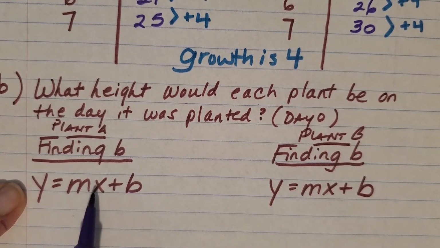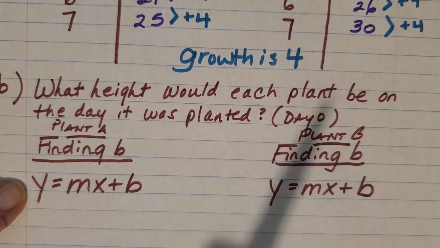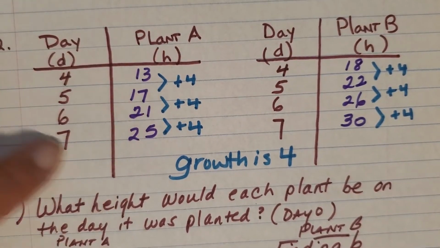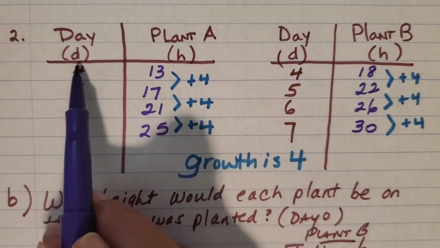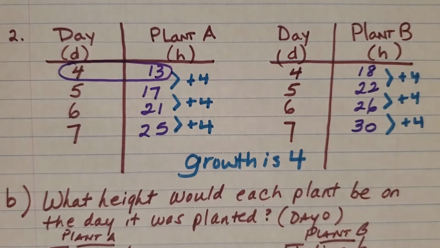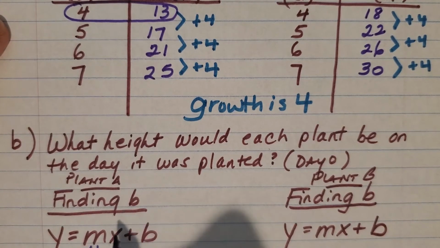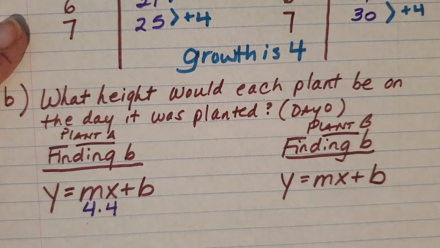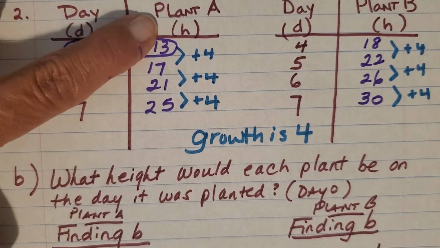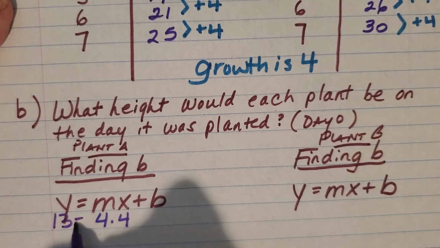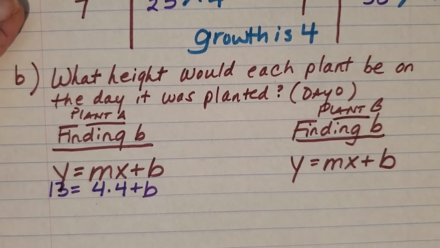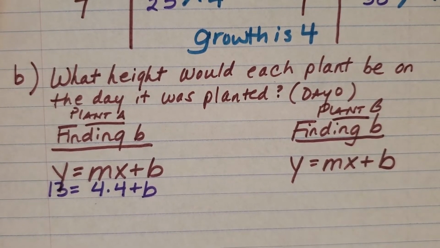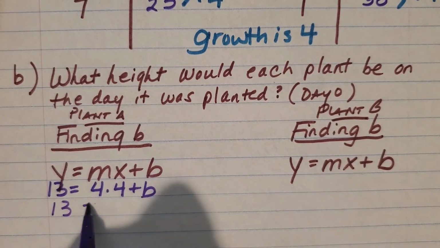And all I have to do is replace these variables with values. So we already talked about the fact that our m is 4. And then I'm just going to go up here and pick any pair of numbers. I'm going to pick 4 and 13. So I'm going to replace my D with that 4, or my X, because that's my input. And I'm going to replace my Y with the height, the output, 13. And right here, I can solve for B. I can find B, or what height the plant was on day 0, by just solving this equation.